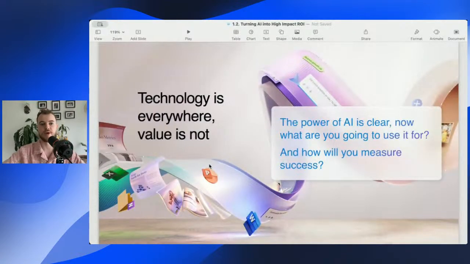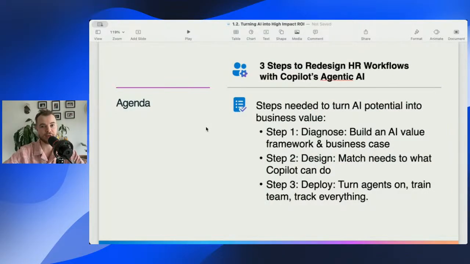The problem though that you're probably facing is this, that technology is everywhere, but value is not. So there's a lot of vendors out there. Every vendor has put AI into their marketing spiel and their sales spiel, AI powered platform, etc., etc. But really, what are you going to use AI for and how do you measure success? Well, in our 3 steps to redesign HR workflows, we've figured out 3 key things that you need to do to make this work.